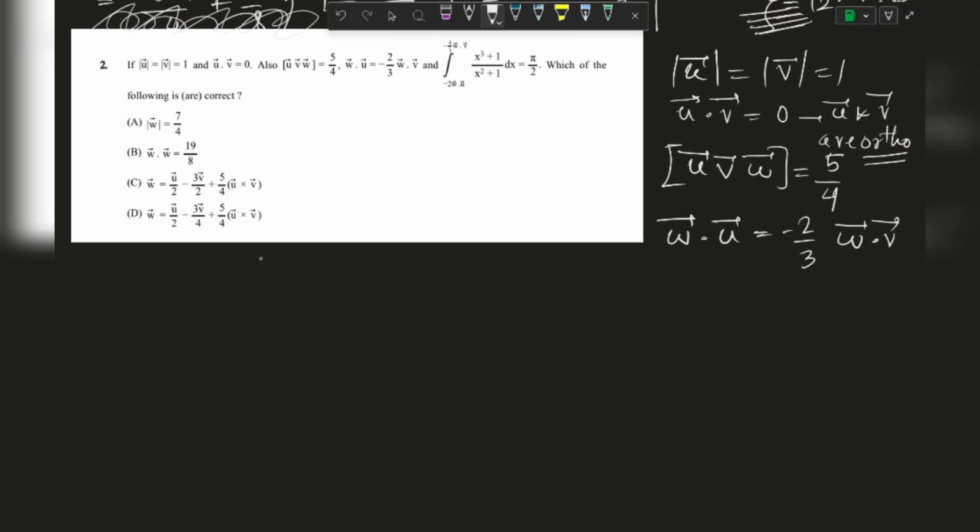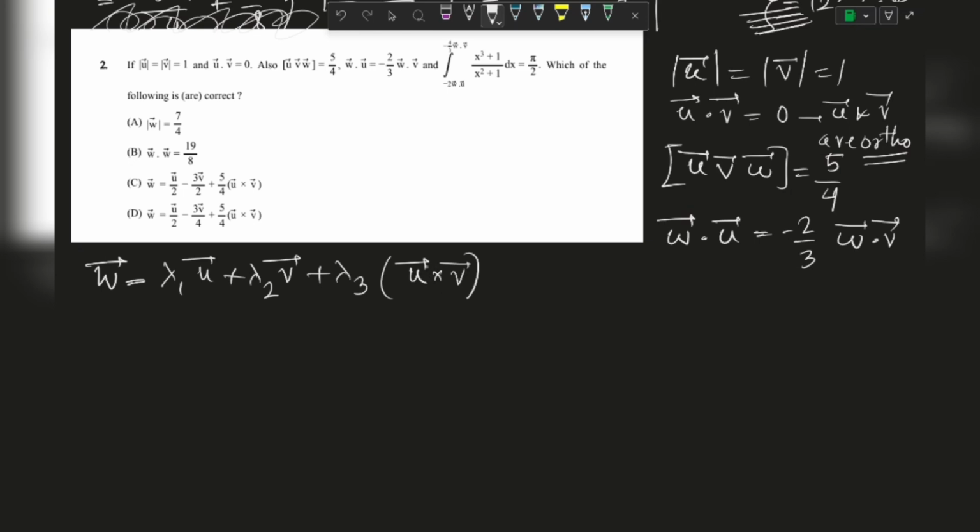So what I will do is, looking at the options C and D, obviously one of them has to be correct, or if it is not correct, even then the form will remain the same, otherwise they wouldn't have given it. So I will try to take w, like this is just my assumption. Now let's see what happens. I will try to take it as lambda 1 u vector plus lambda 2 v vector plus lambda 3, say these are all constants, lambda 1, lambda 2, lambda 3, times u cross v.